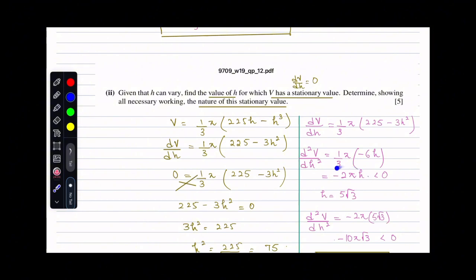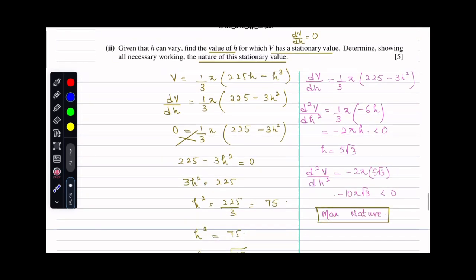So I can see even if I substitute h as 5 square root of 3, it should be giving me a negative answer as it is less than 0. I know from here also that the nature has to be a maximum. But let's substitute h as 5 square root of 3. Doing that, it becomes negative 10 pi square root of 3, which is less than 0. And the nature here needs to be a maximum. That means the volume needs to be a maximum volume here.